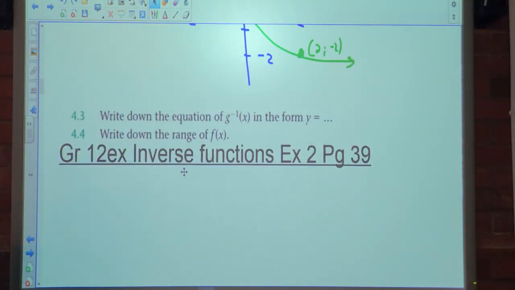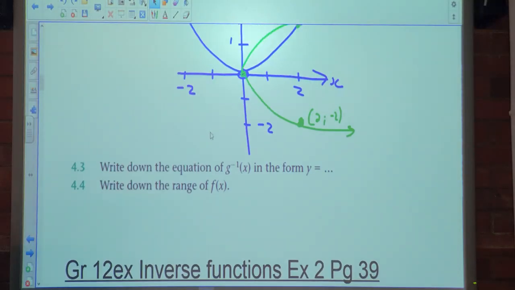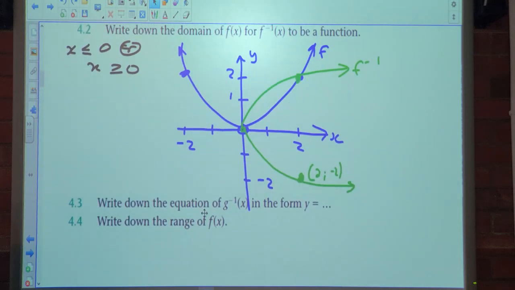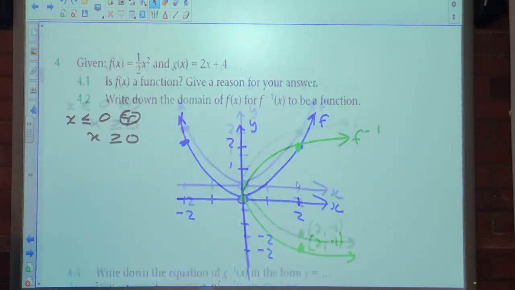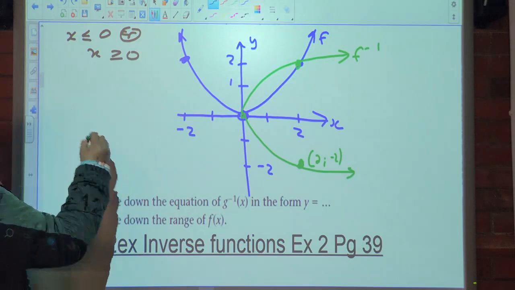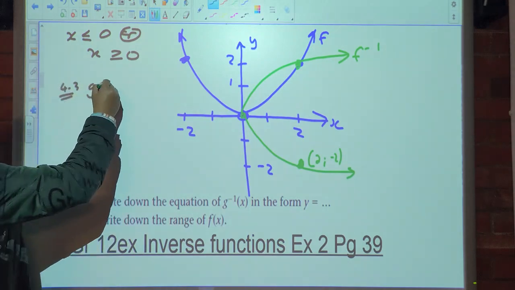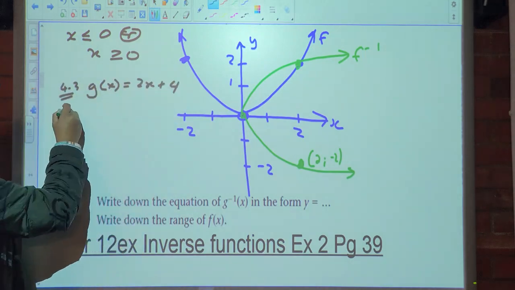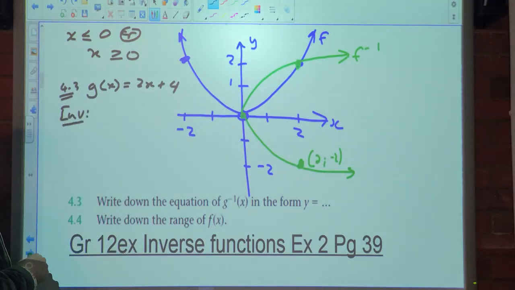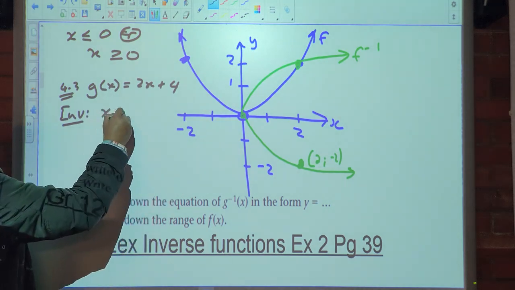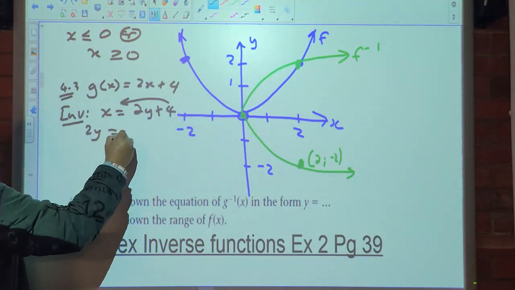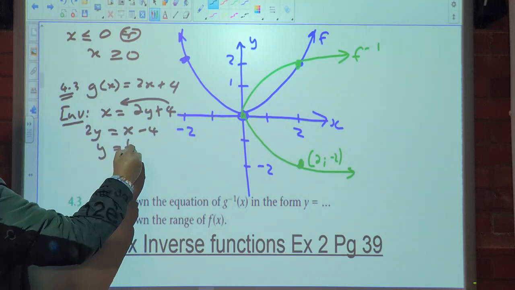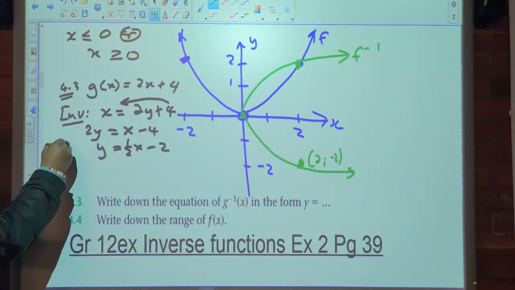4.3. Write down the equation of the inverse of g. So what is the equation of g of x? 2x plus 4. G of x is equal to 2x plus 4. So what do we do for the inverse function? We interchange x and y. So x is equal to 2y plus 4. Make y the subject of the formula. So 2y is equal to x minus 4, divided by 2. So half x minus 2. That is the inverse of g.